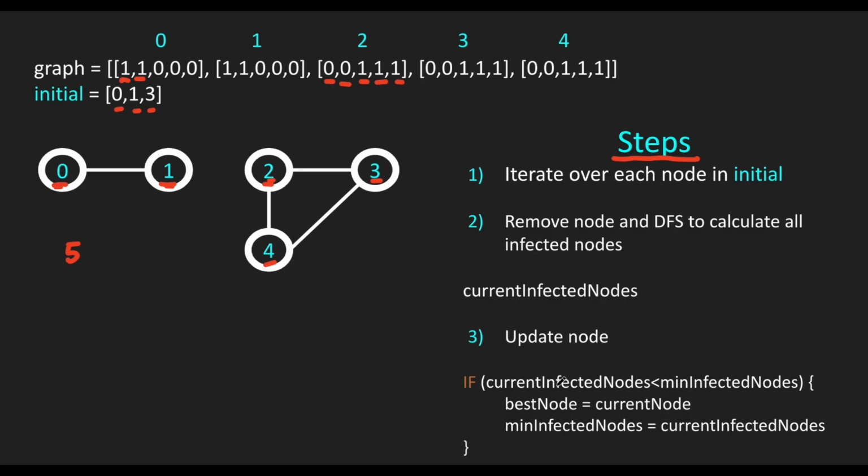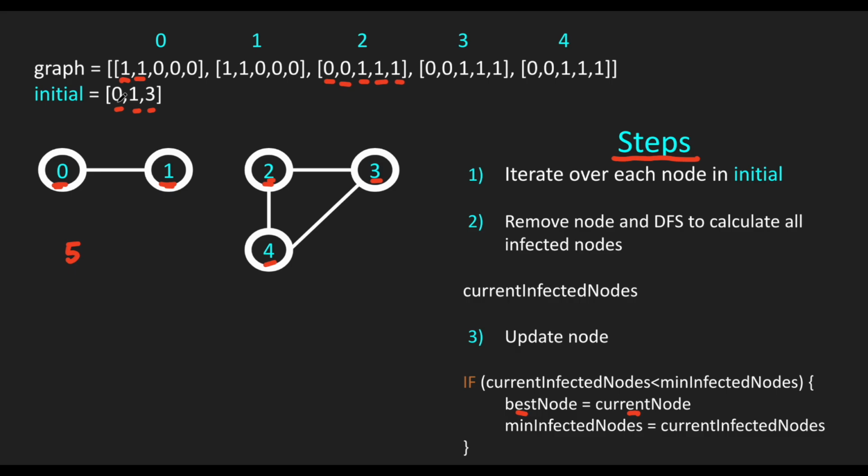If our current infected nodes, which is 5, is less than our minimum infected nodes, so we are maintaining this variable, minimum infected nodes. Initially we are setting that to, let's say, integer maximum. If our current infected nodes is less than minimum infected nodes, then we update our minimum infected nodes and set our best node to the current node. Which means that if we remove 0 in our case, that would minimize the spread of the malware. So that's the first one.